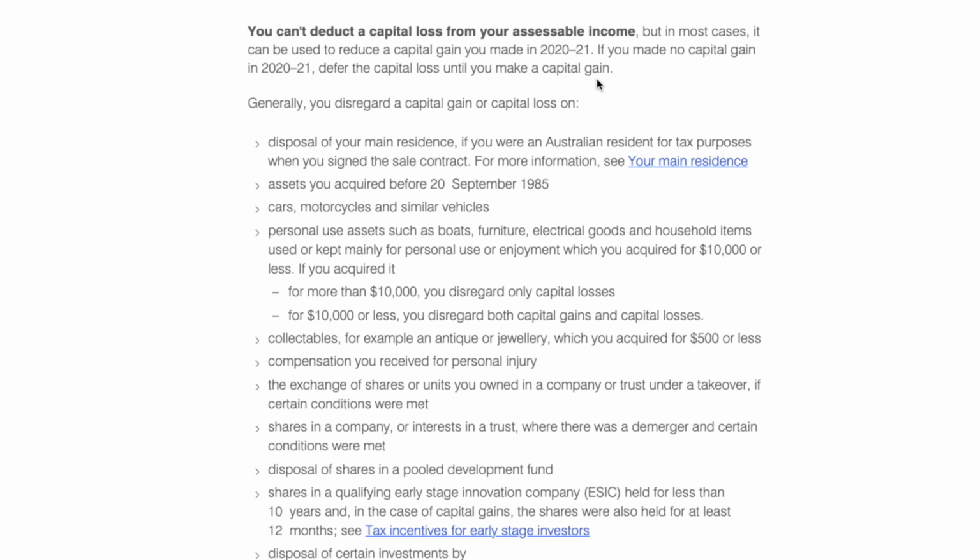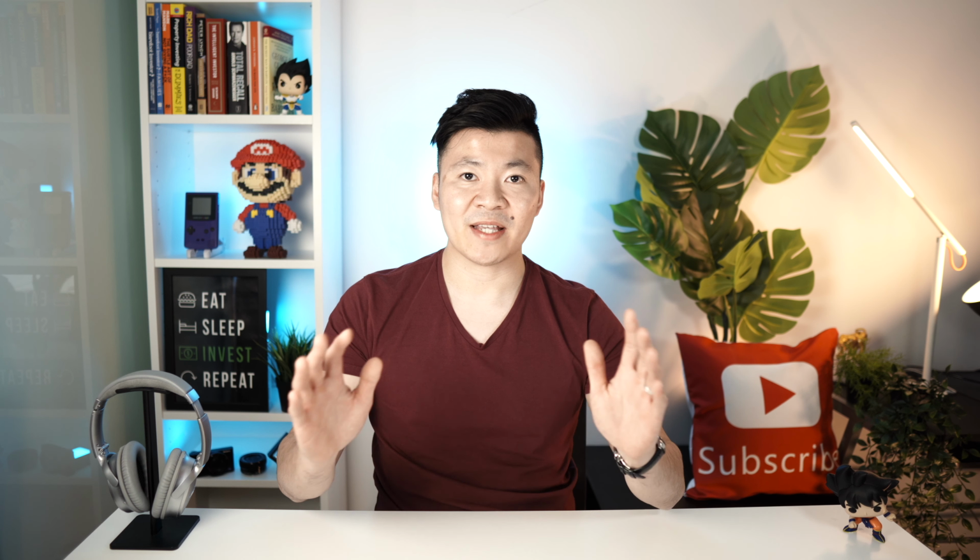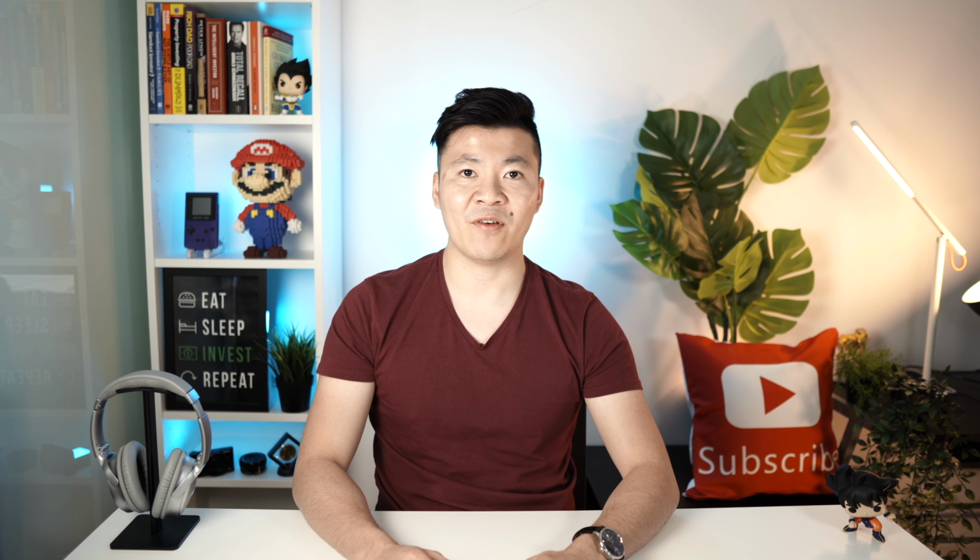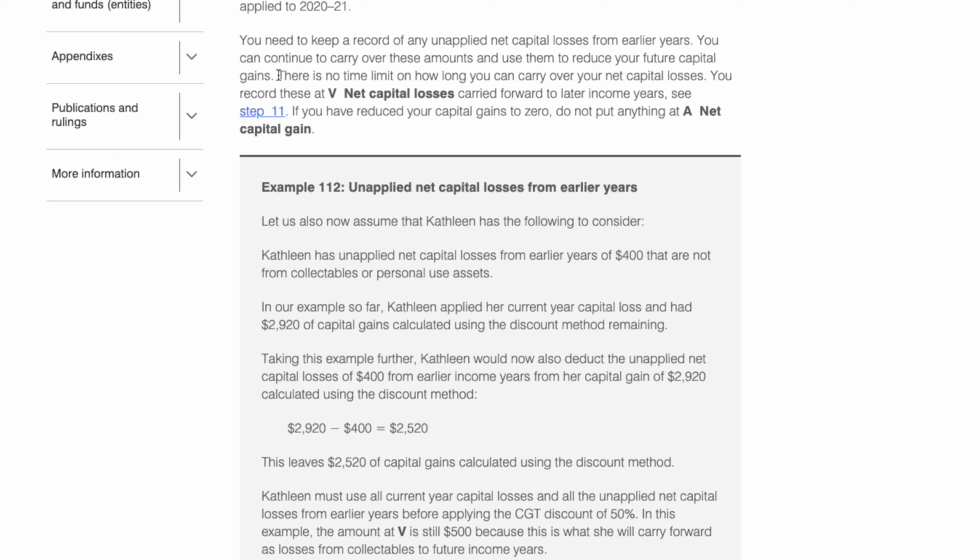This means if you don't have any capital gains to offset in the financial year, you can carry it forward to offset any future capital gains. But you can't offset against your personal tax, such as income from your full-time job. According to the ATO site, there is no limit on how many years you can carry forward a capital loss.